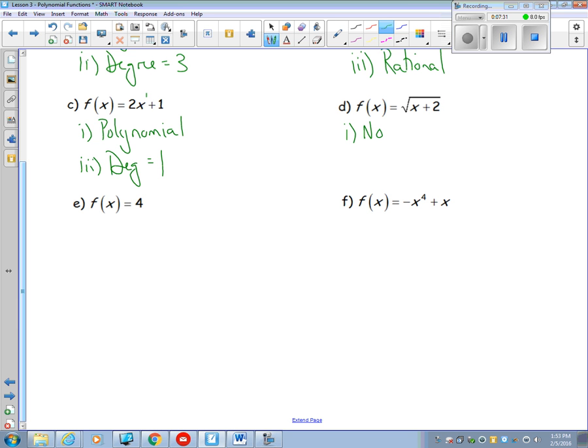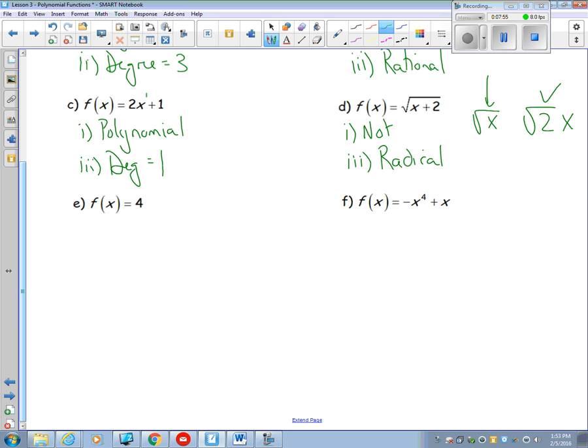Letter D. That is not a polynomial. I have a root sign in there, which means that this thing is a radical. And I just want to point out, a root sign over x is the problem. If it was a root 2, that would be okay. That could be a polynomial. It could be something like this. But it's this one here that's the problem. You can't have a root sign over top of an x.